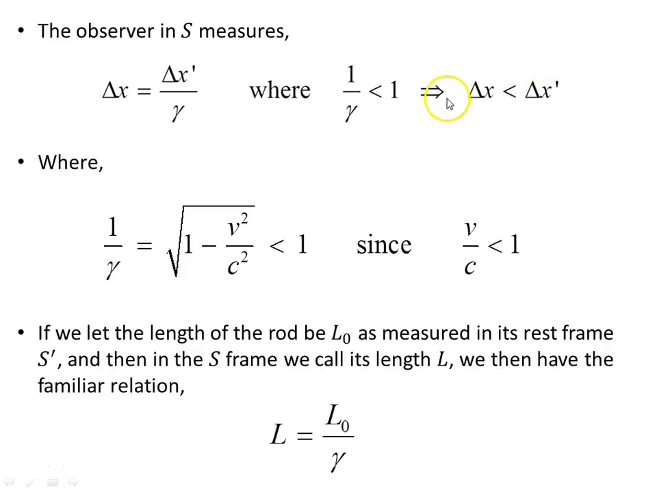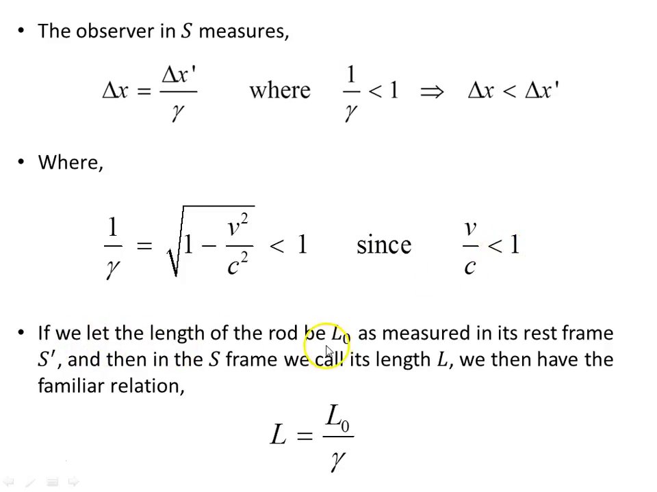So the rod in the S frame is seen to be shorter by the observer there than its actual length as measured by the observer in S prime, who is at rest relative to the rod. Now 1 on gamma is the square root of 1 minus v squared on c squared. That's less than 1 since v on c is less than 1. The relative motion of the frames will always be less than the speed of light. Nothing can travel at the speed of light except light, of course. So v is always less than c, so v over c is less than 1.